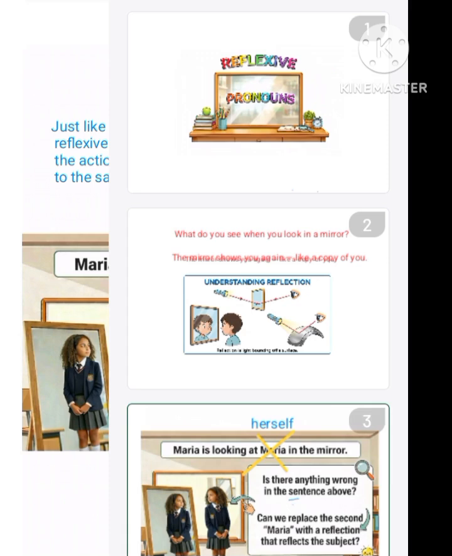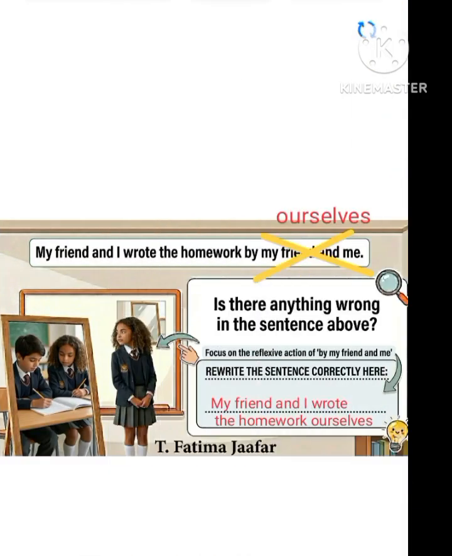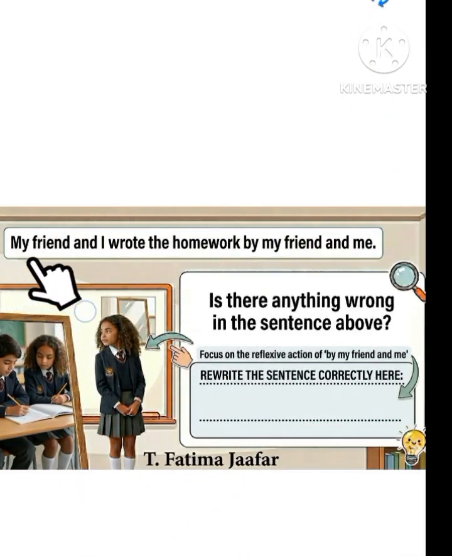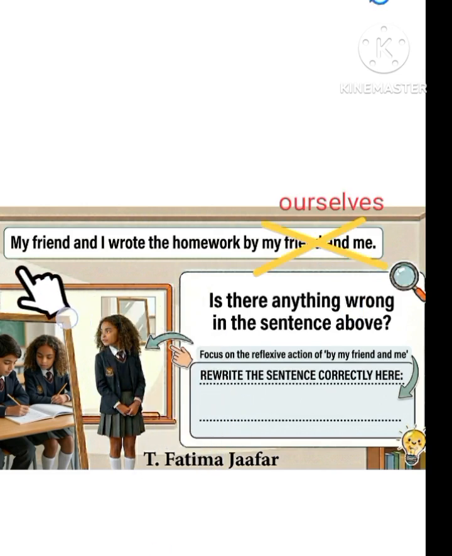Let's take another example. My friend and I wrote the homework by my friend and me. Of course, there is something unusual in the sentence. Where is the thing? Yes, by my friend and me. So we could cross these words and put a reflexive pronoun instead. So the sentence is: my friend and I wrote the homework ourselves.